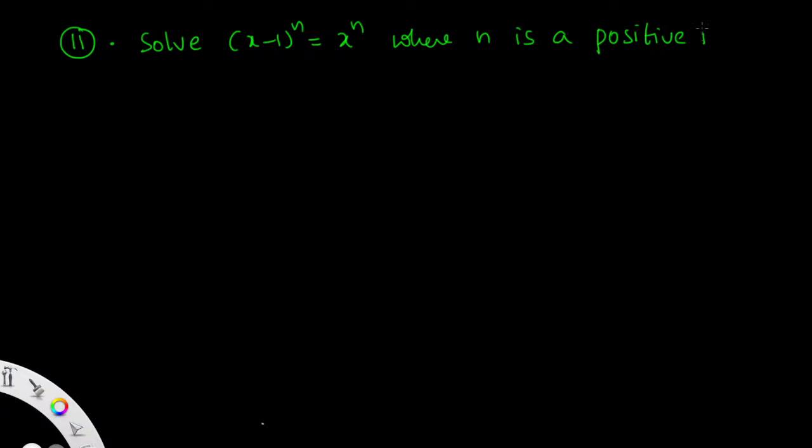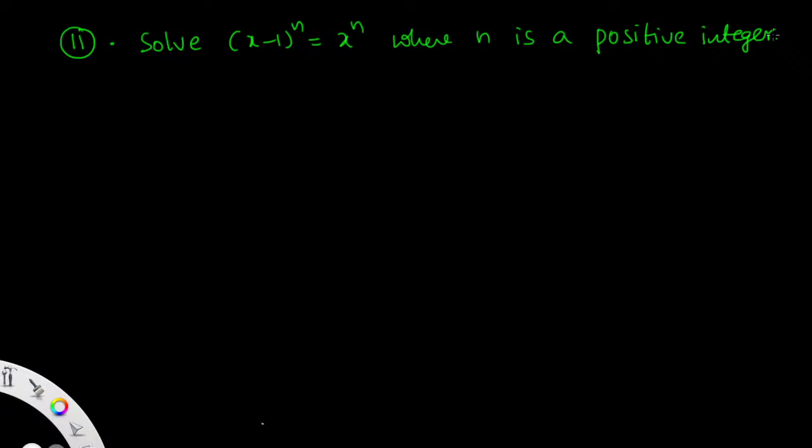Question number 11. Solve (x minus 1) to the power of n equal to x to the power of n, where n is a positive integer. Solve means find the roots, that is, the values of x.